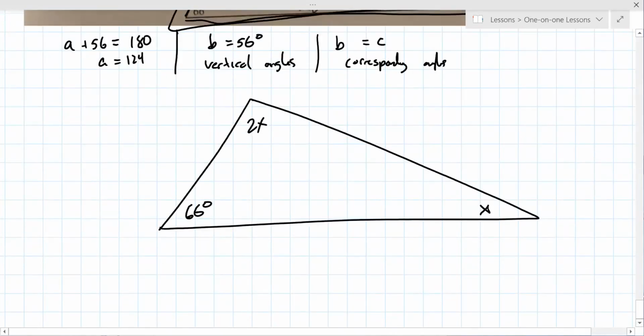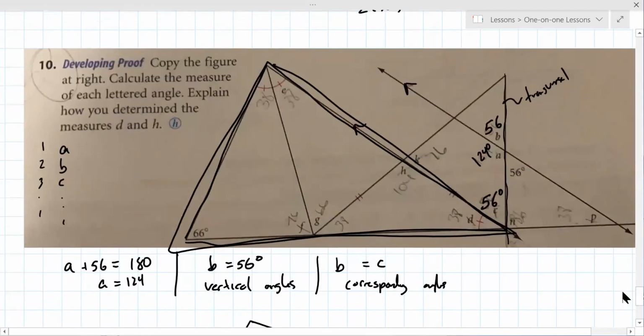Is that okay how I did that? Yeah. Okay. So these have to add up to 180. So 66 plus 2X plus X has to equal 180. So 3X, combine those. When you subtract 66 from both sides, you get 114. So when you divide by 3, X ends up being 38 degrees. So that's how they came up with 38, 38, and 38. And that's a critical step here to find the rest of this.